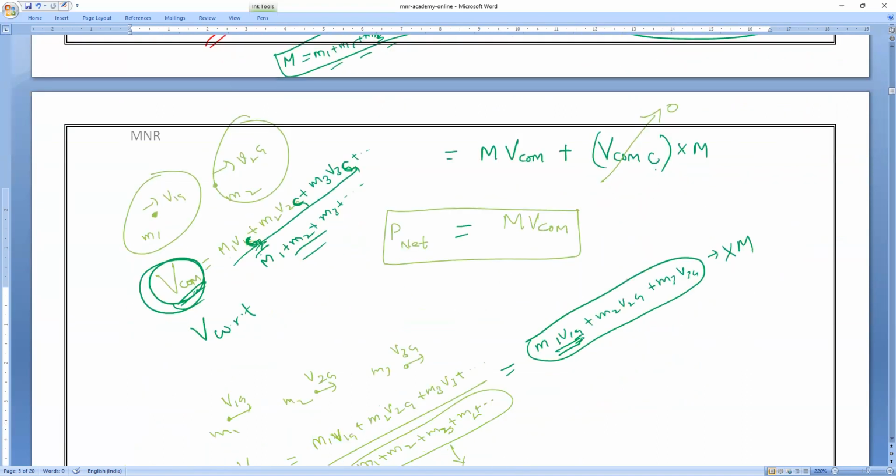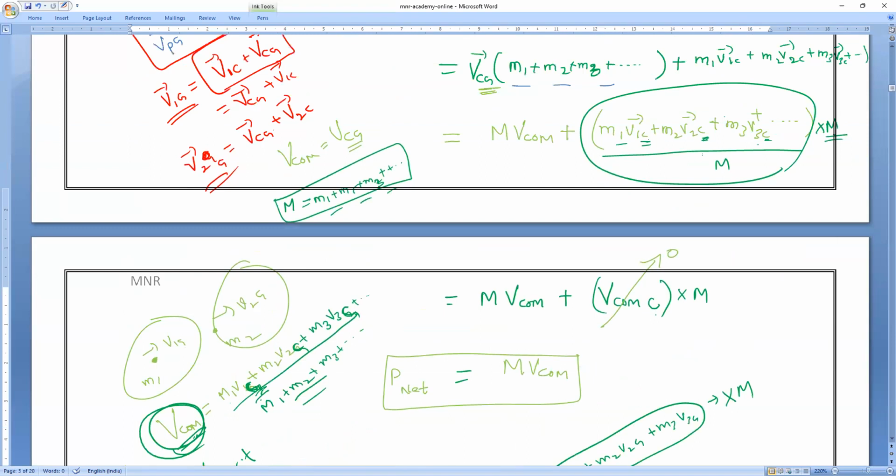So the velocity of the center of mass with respect to ground, this is the formula we know. But here we have the velocity of the center of mass with respect to the center of mass. So no velocity exists with respect to the center of mass, that is why it is 0. With respect to ground only, velocity exists. Suppose I am sitting on the center of mass, am I having any velocity? No. So with respect to the center of mass, the velocity of the center of mass is always 0.